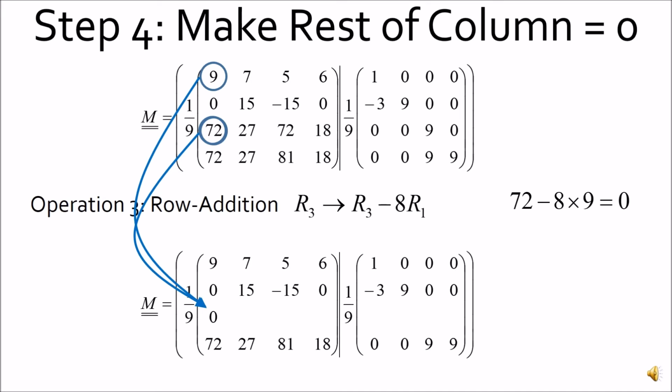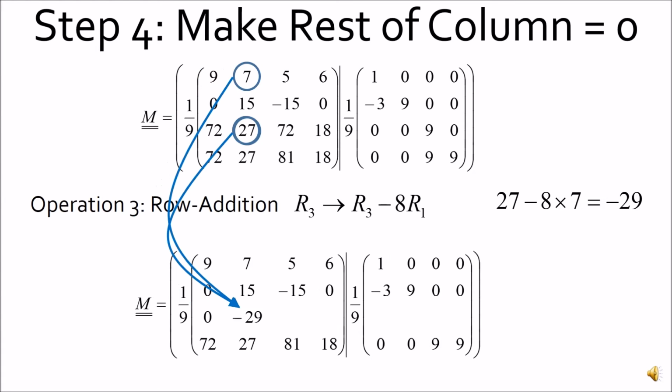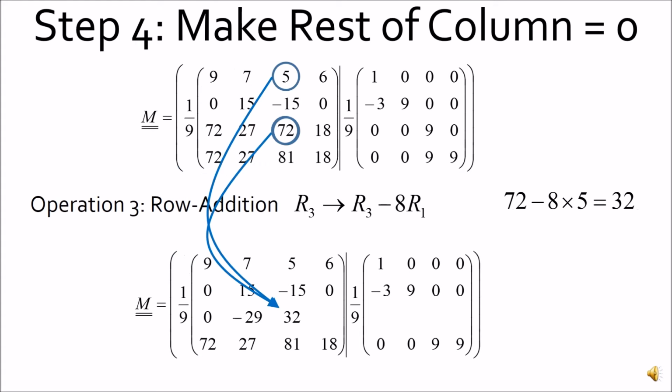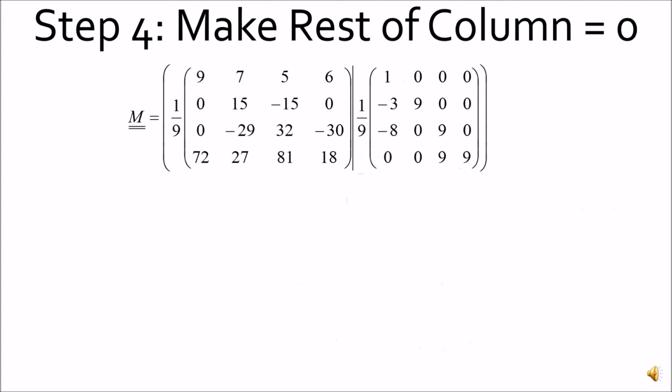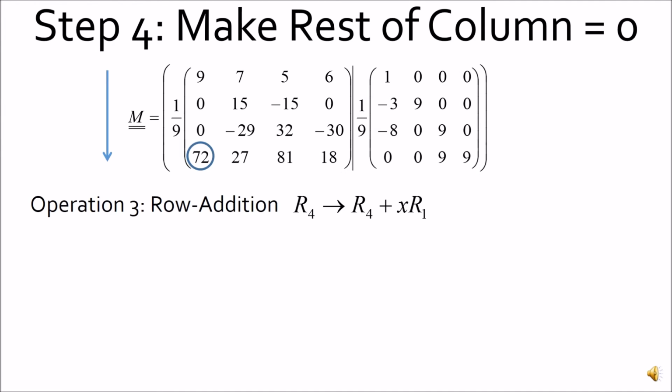And we apply this operation to the rest of the row. So run through. 27 minus 8 times 7 is minus 29, sorry. 72 minus 8 times 5 is 32, and so on. I would run through, filling out the matrix, and there we have it. So then we just have to go down to the bottom element and work out what x should be.